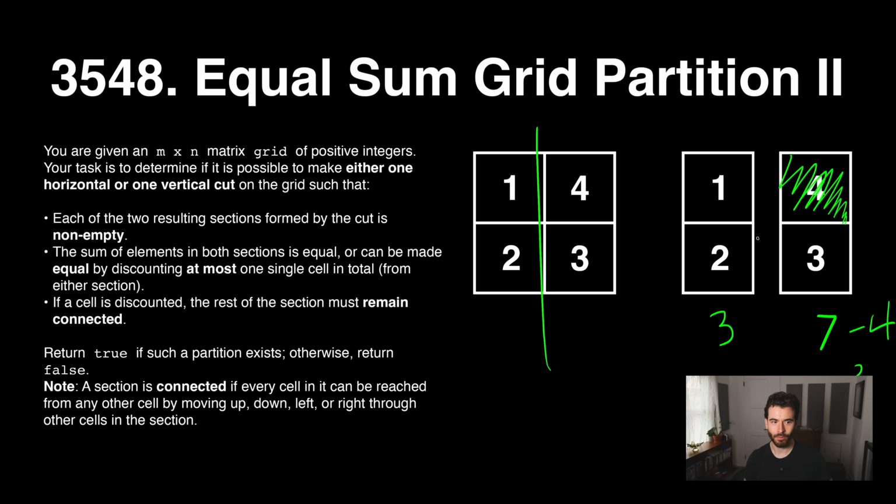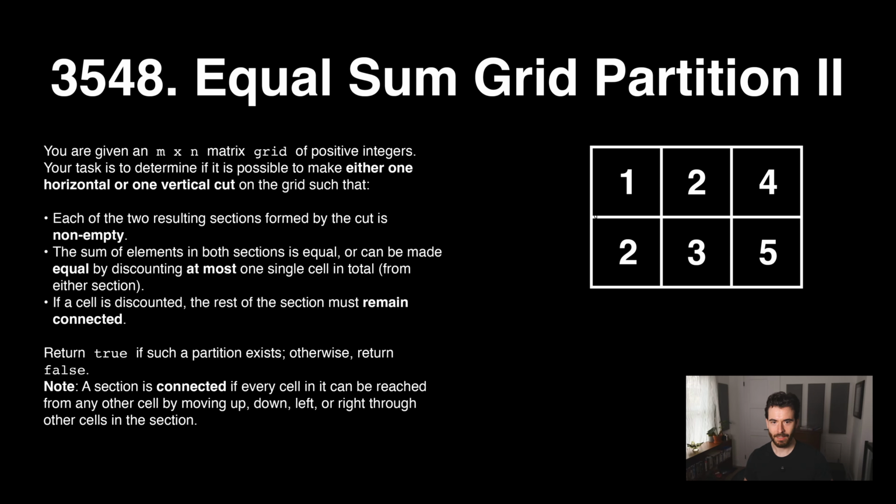One key thing to note about removing elements from a section is that we have to make sure that the resulting section doesn't get broken apart. And I'll show you what I mean by that. So in this example, let's say we want to make a horizontal cut and see if we can end up with two sections that have an equal sum. So for the top section, we do 1 plus 2 plus 4, which is 7. And for the bottom section, we do 2 plus 3 plus 5, which is 10. So although the bottom section has a larger sum than the first section, there is an element here that we could remove to get us to 7. And that is the 3 over here, because if we did 10 minus 3, we would get 7.